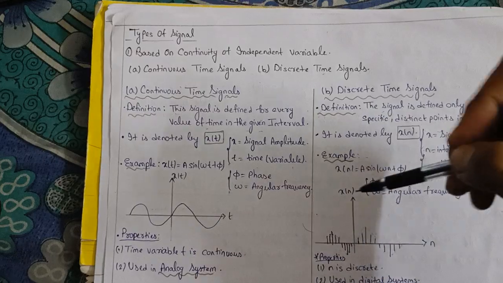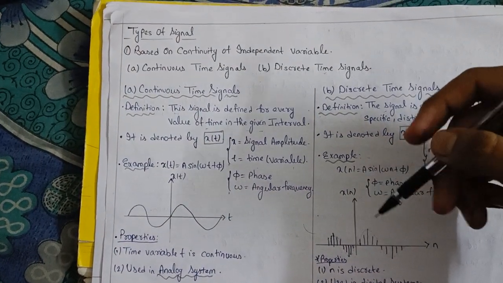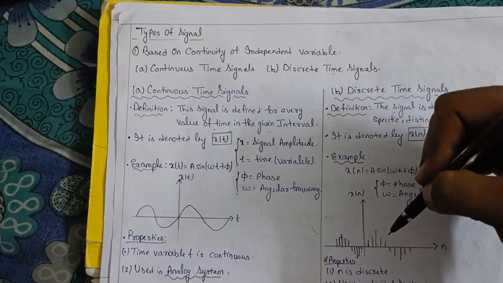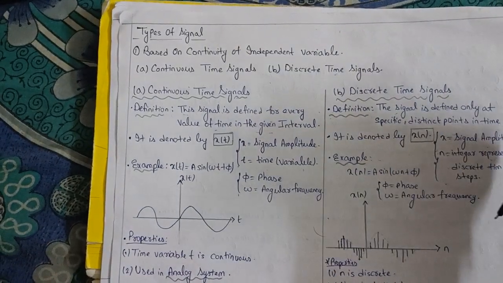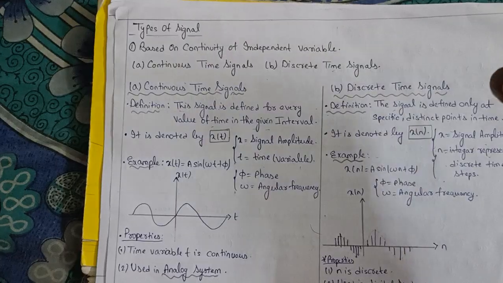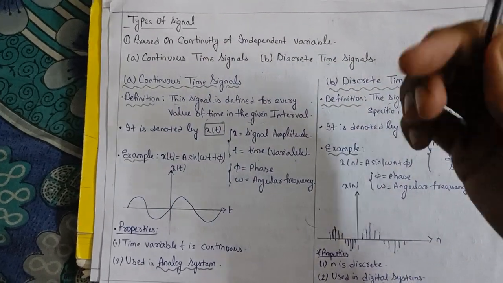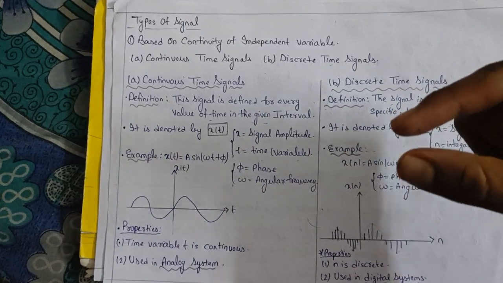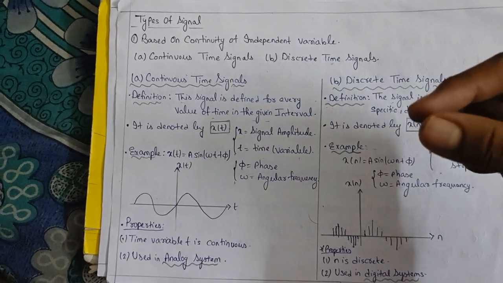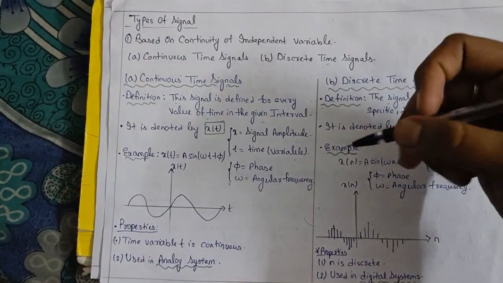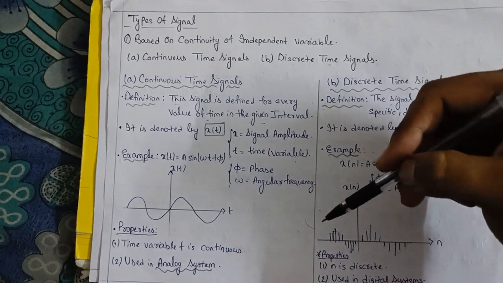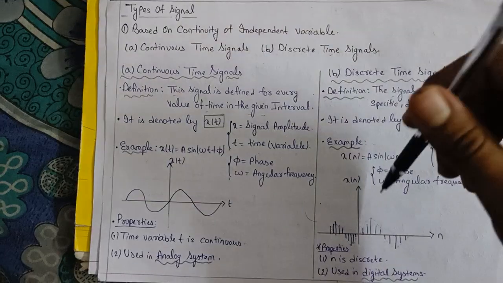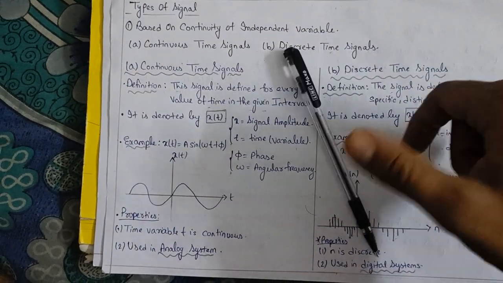As you can see, the graph is broken and it only shows values at specific values of n, and here n is an integer. So it is an interval where you will find the value of the function for n. Okay, let's move on to the properties. Here n is discrete and used in digital systems. So let's move on to the next type of signals.